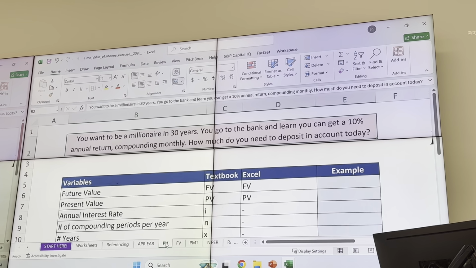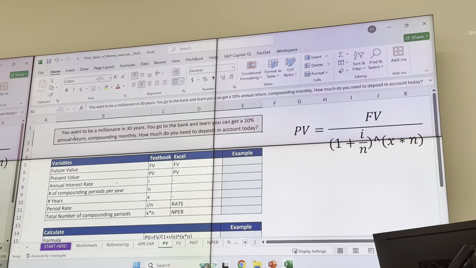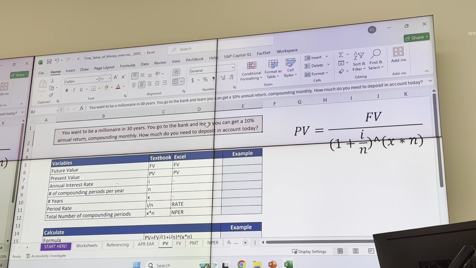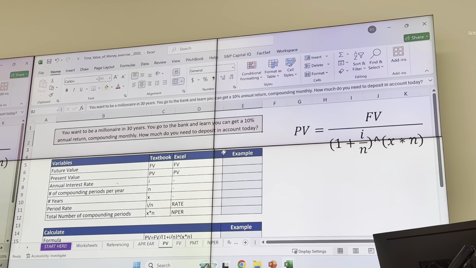Okay. Now we move to the present value, because we have a little bit short time. So present value. The first question: you want to be a millionaire in 30 years. You go to the bank and learn you can get a 10% annual return, compounding monthly. How much do you need to deposit in the account today, right? So they're asking how much you need to invest today.